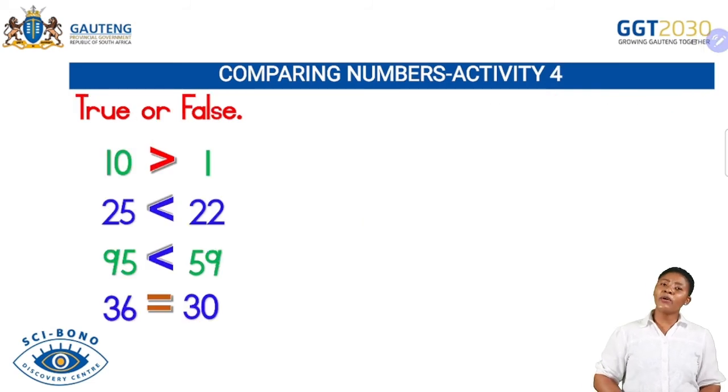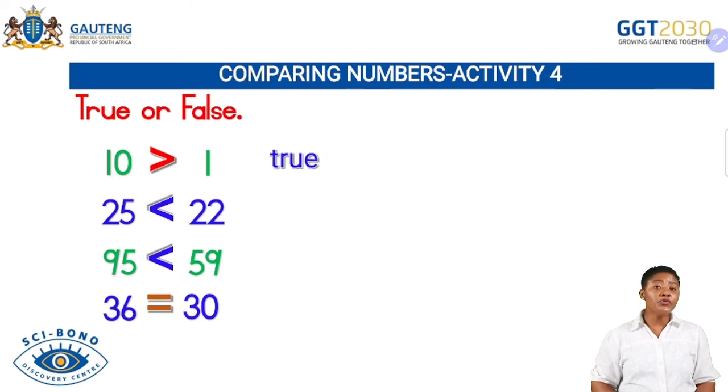Right, so now we are going to write if it's true or false. Let's look at the first one. Is 10 greater than number 1? What do you think? Is it true or false? What do you think, grade 2s? 10 is greater than 1. So it's going to be true. Yes, it is true. Let's move on to the next one.